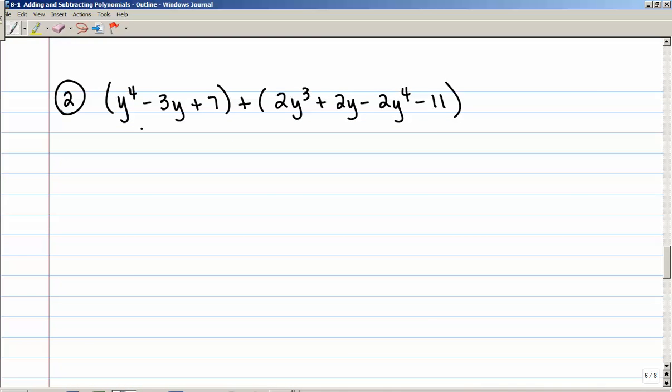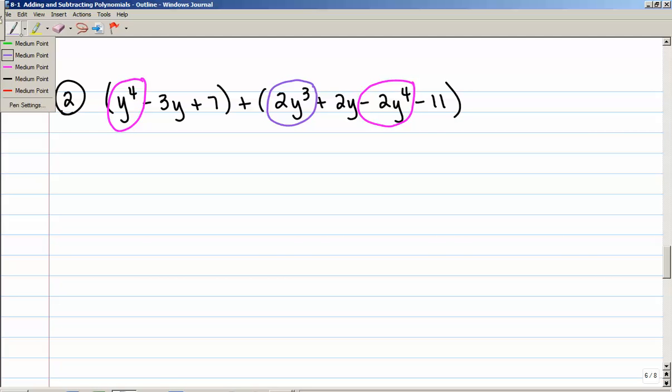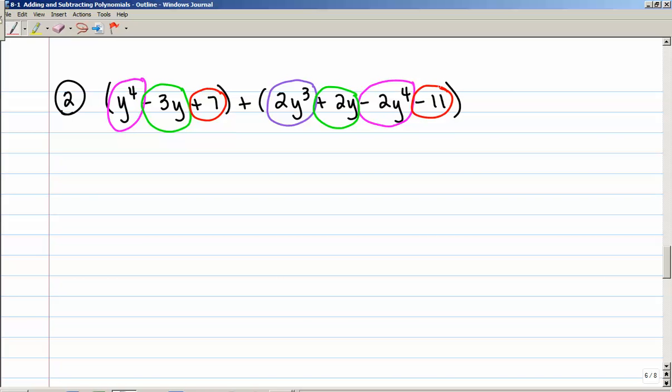So I have y to the fourth minus 3y plus 7, and I'm adding to that 2y cubed plus 2y minus 2y to the fourth minus 11. So again, I think I'm going to circle my like terms with the same colored pen. So there's a y to the fourth, and there's a negative 2y to the fourth. I only have one term that's raised to the third power. And let's see, I don't have any y squareds, but I do have a negative 3y. And I have a plus 2y. And then I have just some plain old numbers, a positive 7 and a negative 11.